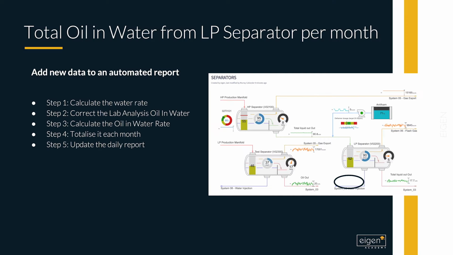over a month. To start with, we've got to calculate the water rate because it's not actually measured out of the LP separator. Then we need to find the lab analysis and we need to correct it because it actually comes in with the wrong timestamp. Then we're going to calculate the oil and water rate by multiplying the two together. Then we're going to totalize it each month and then we can update the daily report.